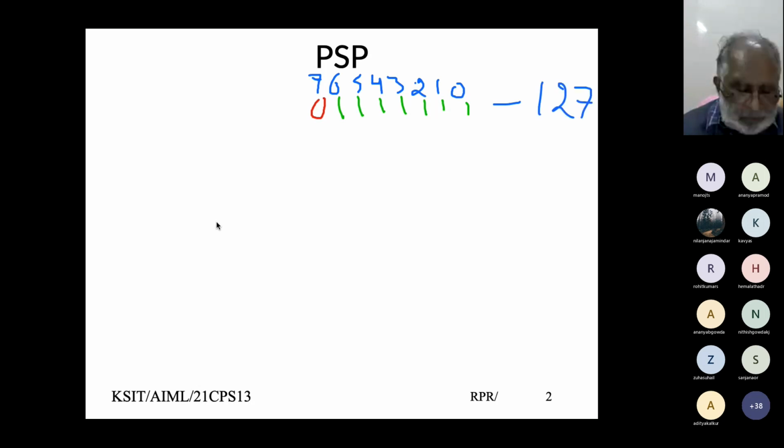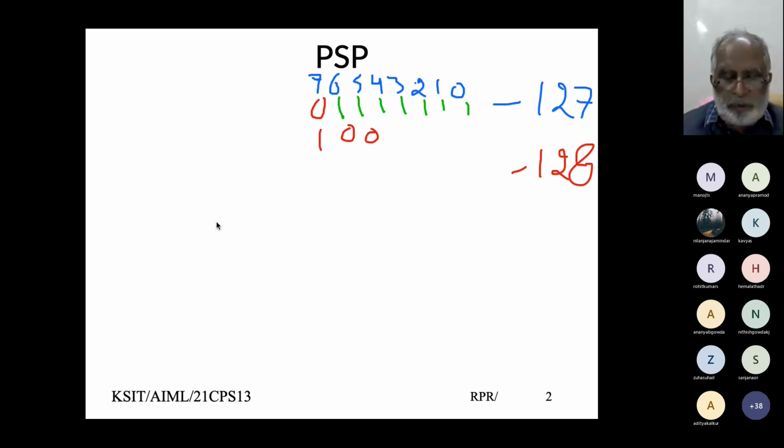What would 128 be in decimal? It would be 1, followed by zeros. Are we okay? This is 128. Are we getting it? They're complements of each other. No, it's 128.